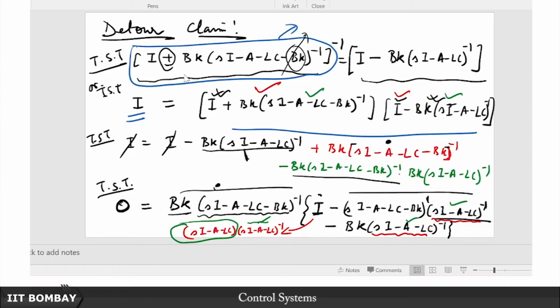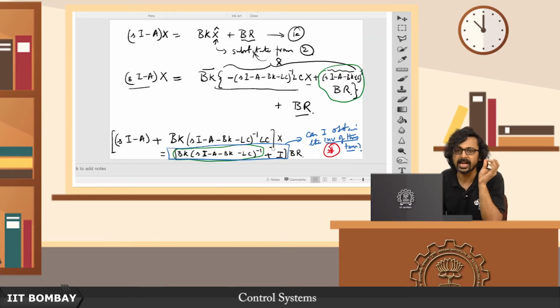And therefore we end up with the result that this I plus bk times this whole nasty fellow's inverse, and then the inverse of the whole fellow, is nothing but just this term. So we have proved this. That is what we set out to prove, and now we are going to make very handy use of that.